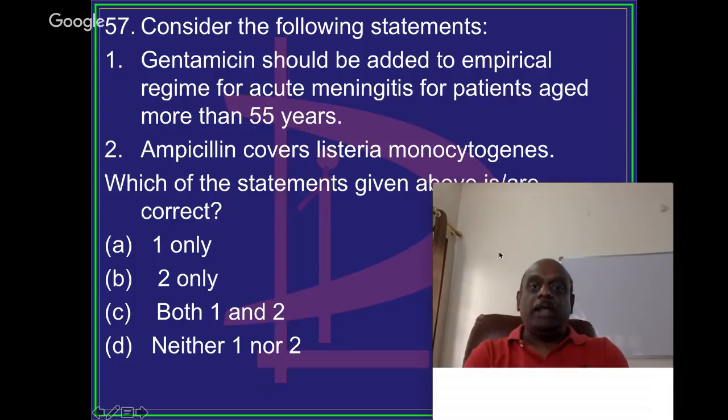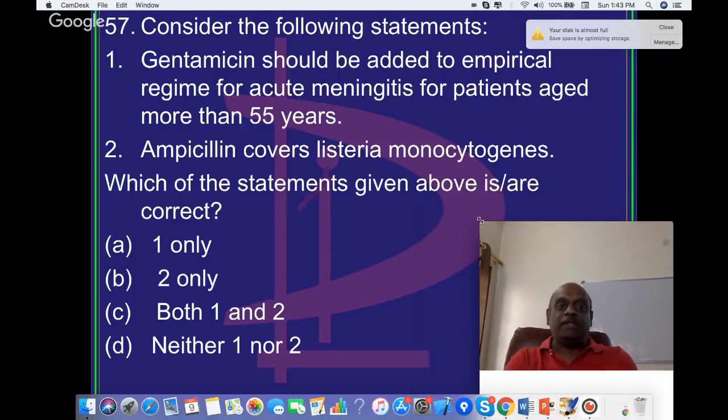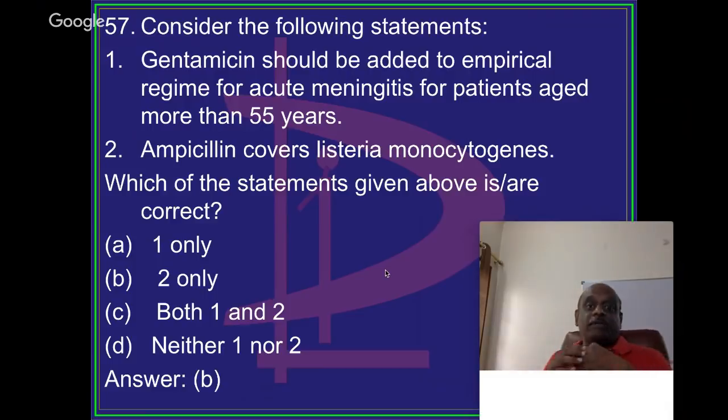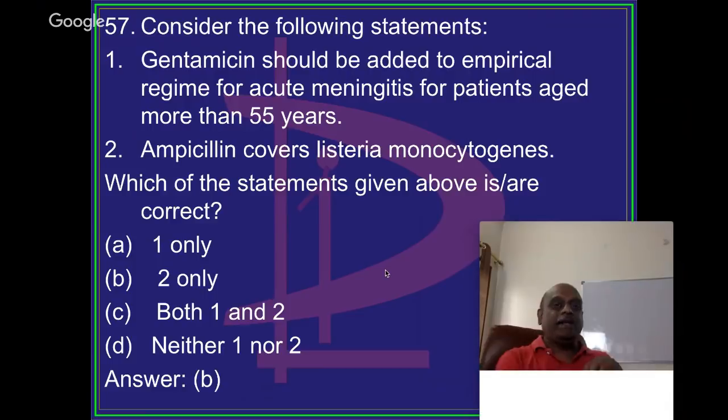Now, let's talk about gentamicin, ampicillin. You should remember that ampicillin very much covers the listeria. But I'll be going a little fast, don't mind, because we have to finish more number of questions, right? But some questions I will be journeying along with you. Good.